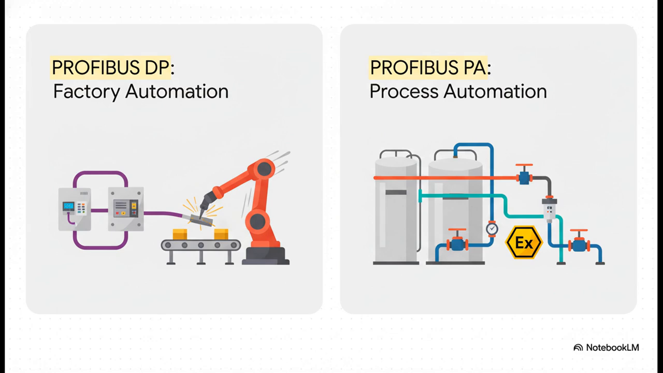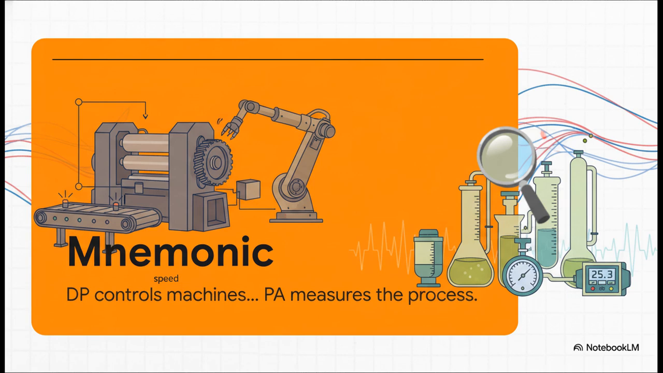Then you've got Profibus PA for process automation. This one's the marathon runner. It's slower on purpose and uses a special power-over-the-wire tech that's intrinsically safe. This makes it perfect for hazardous areas, where a spark is the last thing you ever want. And here is the simplest way to remember all that. Just lock this into your brain. DP controls machines, PA measures the process. DP is for action and speed, PA is for instruments and safety. It's a super simple phrase that'll save you a ton of confusion when you're out in the field.